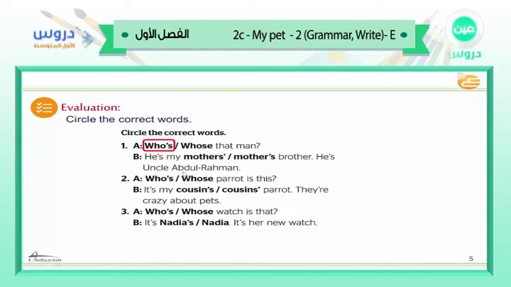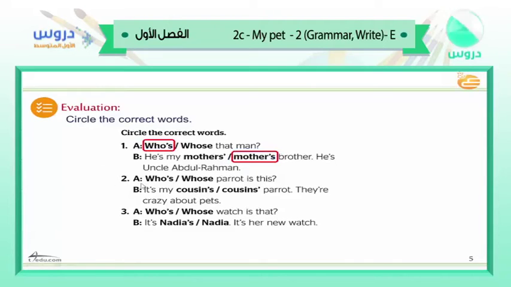His uncle Abdul Rahman. So what do you think? How many mothers do I have? Only one mother. So what do you think? Which one? This one or this one? One mother, remember. Excellent. Yes, it is this one. Apostrophe, then S with the singular nouns.